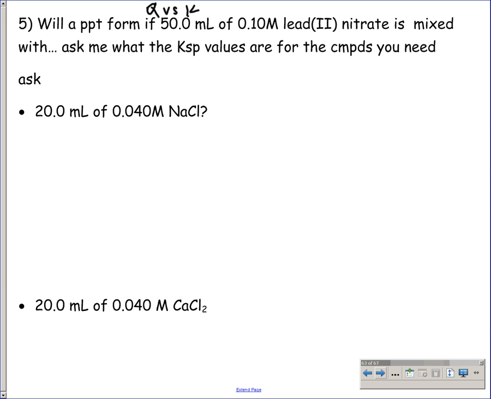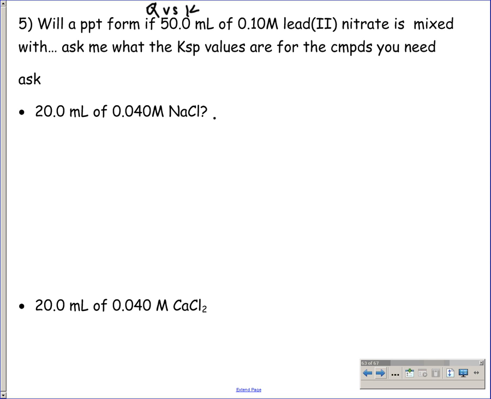If 50 mils of 0.1 molar lead 2 nitrate is mixed with, oh, with these. I was like, oh, where's the question? With this one or this one? So I want you to look at this first one. We're going to do some first, and then we'll do some second. And then you got to get the KSP values from me, the ones that you need. You got to tell me what you need, because you might get a list of KSP values. You got to figure out which ones you need. So what you need to do, I'll do the first one with you, and then I'll let you guys do the second one.